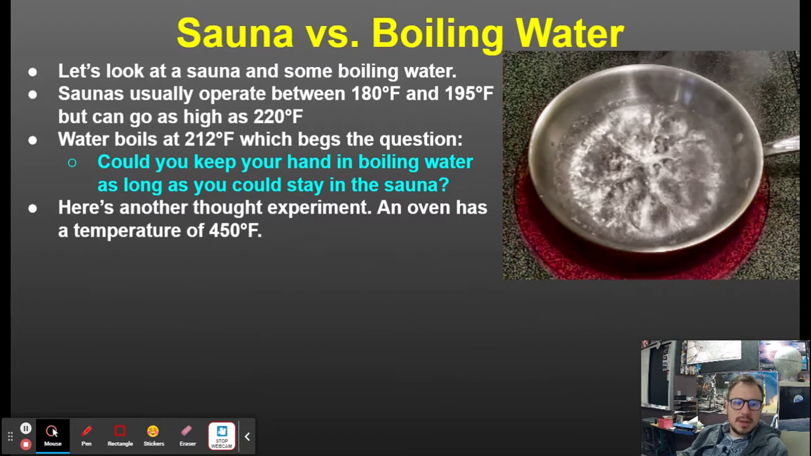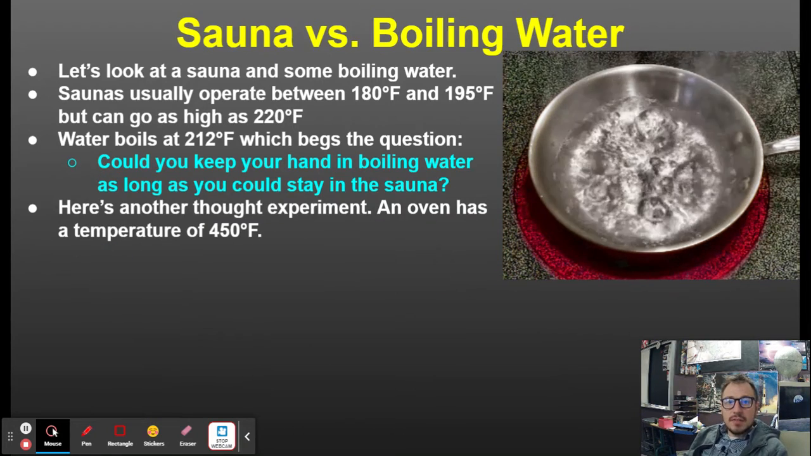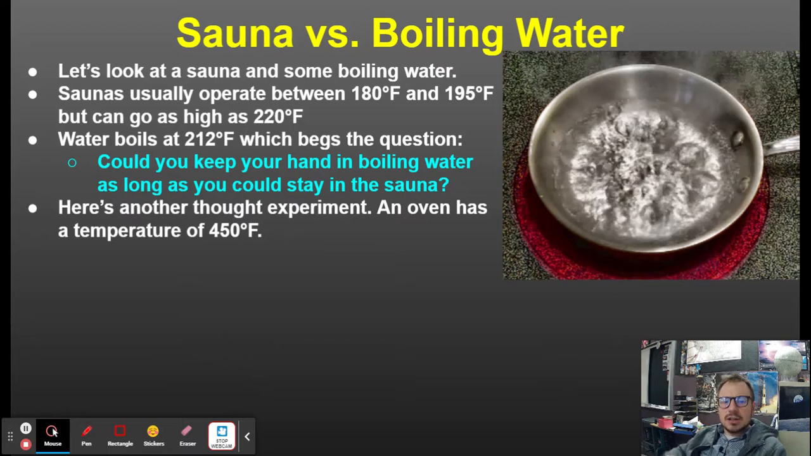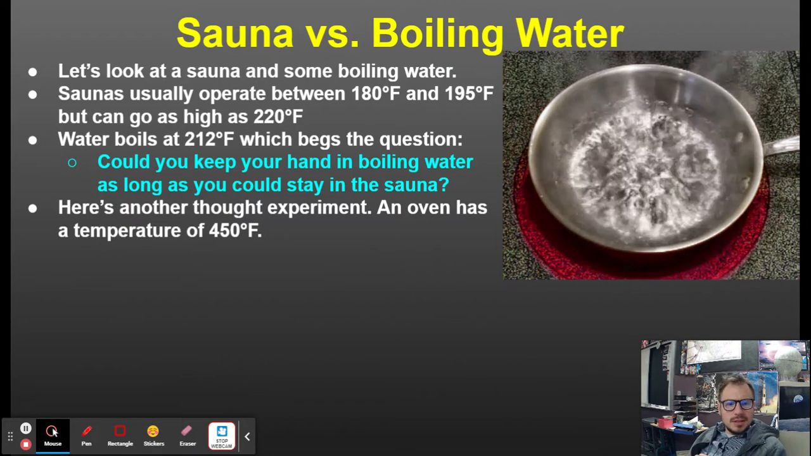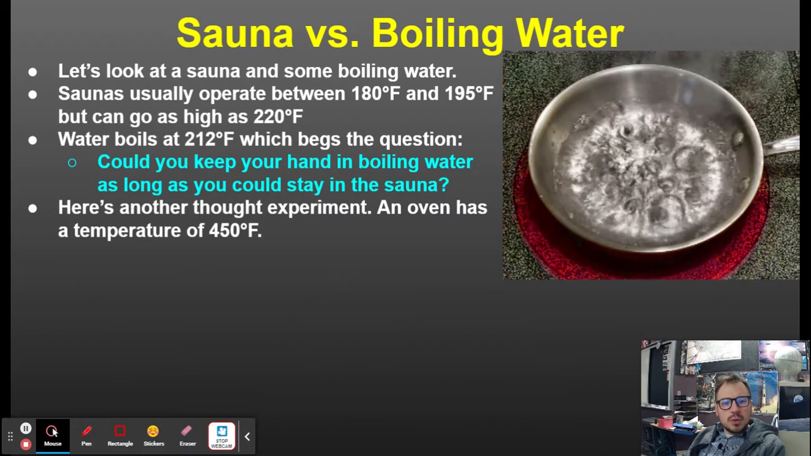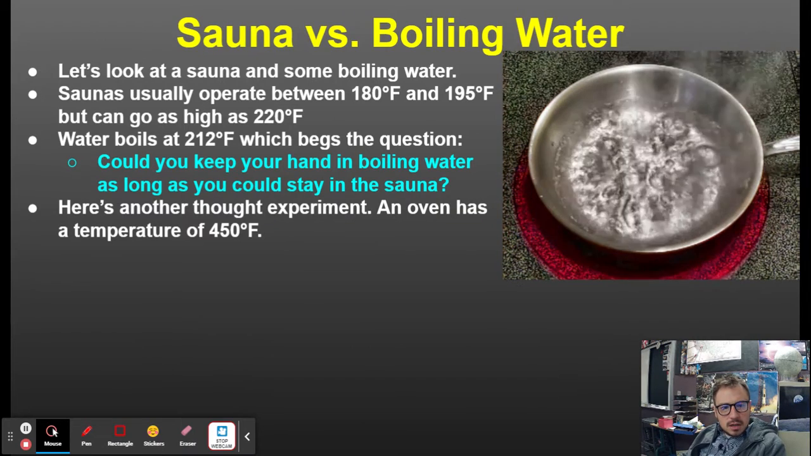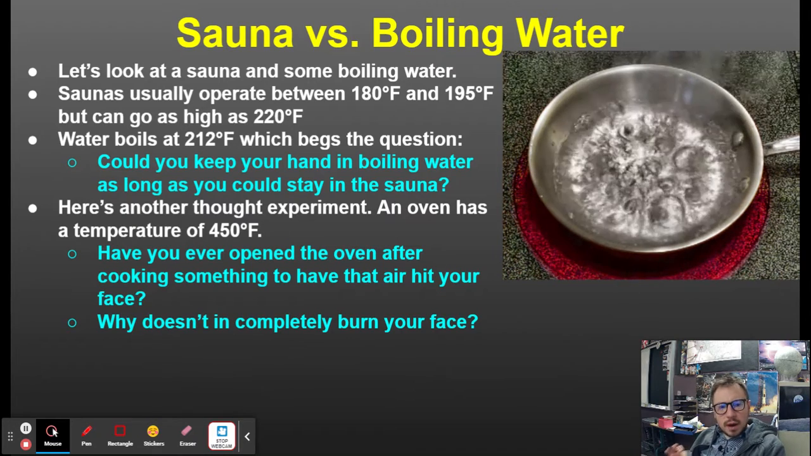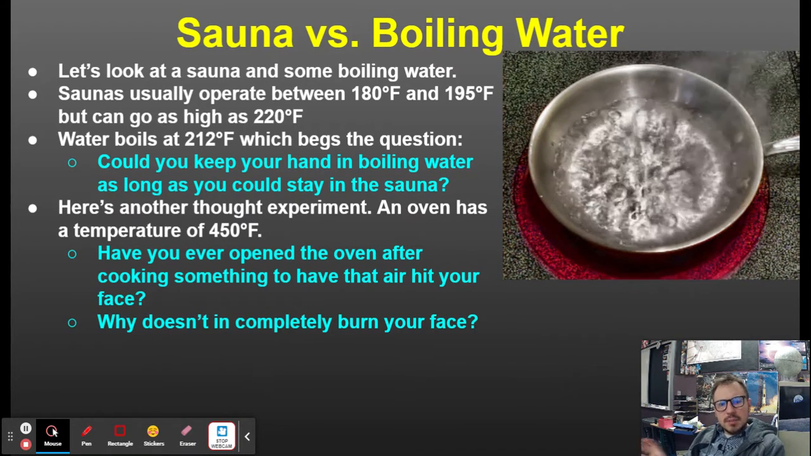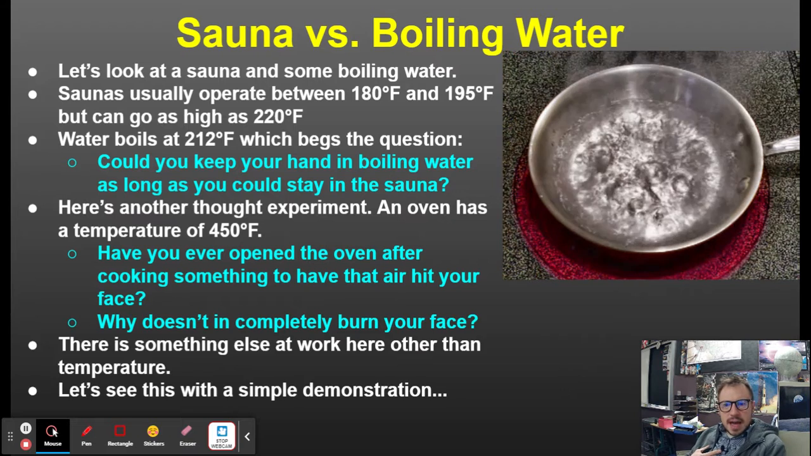Here's another thought experiment. If you're ever cooking something in the oven and you open up the oven, that air is gonna be at 450 degrees and it hits your face. You pull back, but you're not seriously injured. But if you grab the metal plate in there, it's gonna burn your hands, but they're both at the same temperature. So why does one burn you seriously, but the other just sort of makes you take a step back?